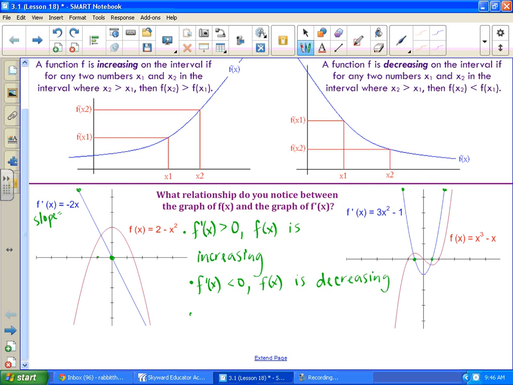What about when it equals 0? Because that's the only other case here. If the derivative equals 0, let's think about the function. So go ahead and look at the graphs. So the derivative equals 0 here on this graph, here on this graph, and here on this graph. What do you notice about the original function at those spots?